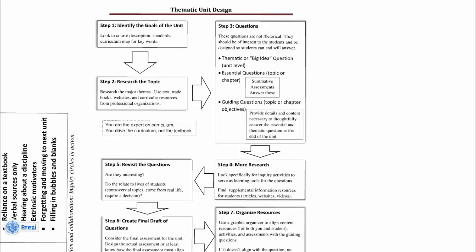Then step 3 is I need to develop questions. And these are not rhetorical questions. I prefer to use questions as opposed to objectives, and we'll get to why in a minute. They should be of interest to the students and designed so the students can and will answer them. They are not rhetorical. So I'm going to start with a thematic or big idea question.